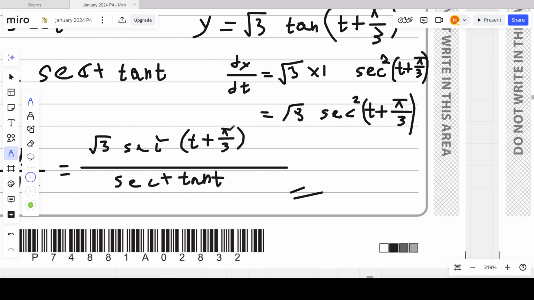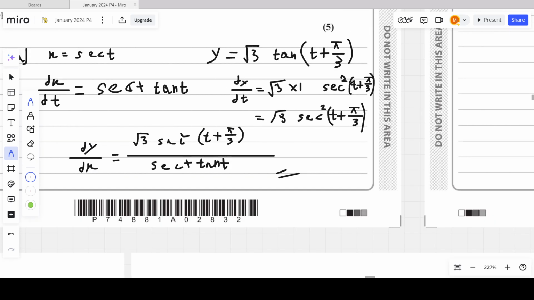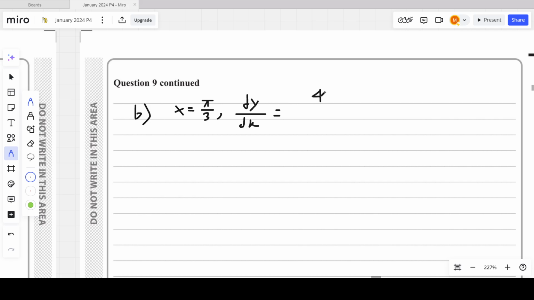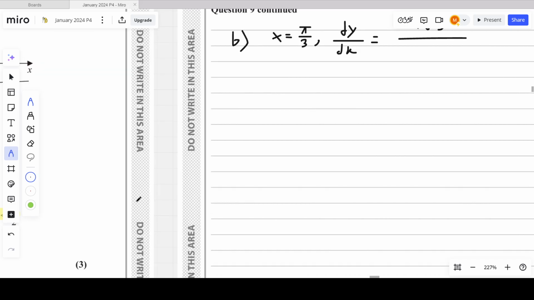Half, right? So since it is 1 over half, it will become 2. So 2 squared is what? 4. 4 square root of 3 on the numerator. You can use your calculator. 4 square root of 3 over what?